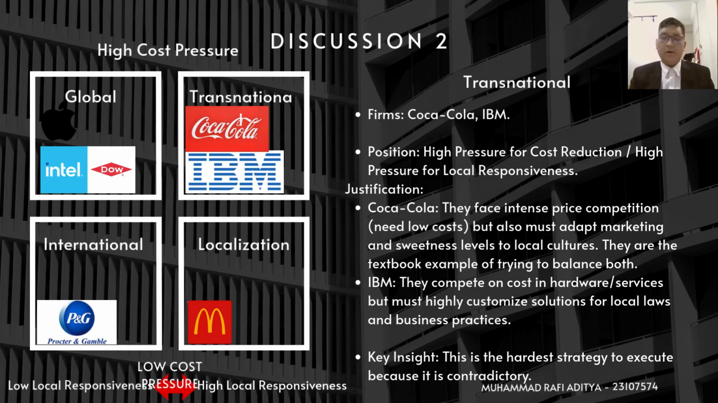Finally, we have the most complex segment, which is transnational. We place Coca-Cola and IBM here. Coca-Cola must be cheap enough to compete with local sodas, but tasty enough to match local preference. They must be big and local at the same time. This concludes our analysis of the grid. Most firms are slowly migrating toward this difficult transnational position so that they can serve both demands.